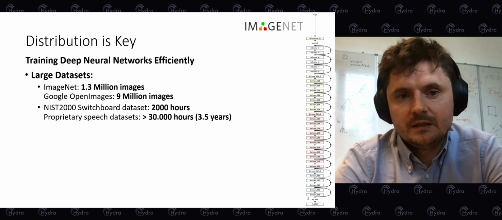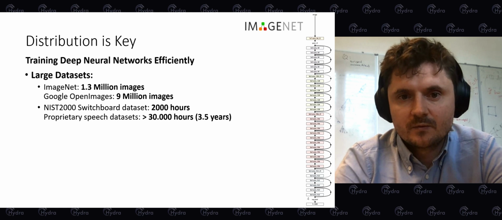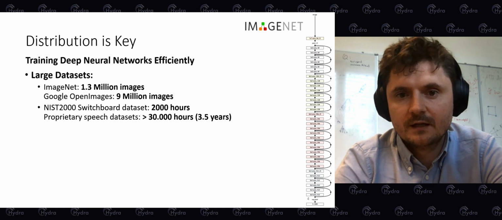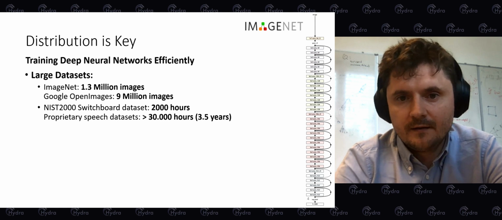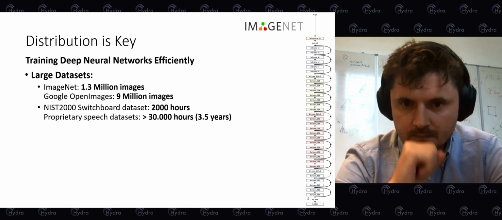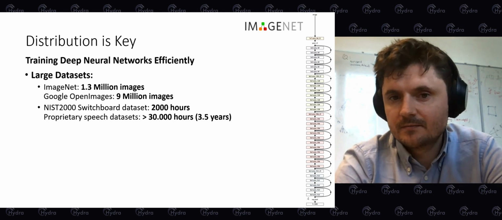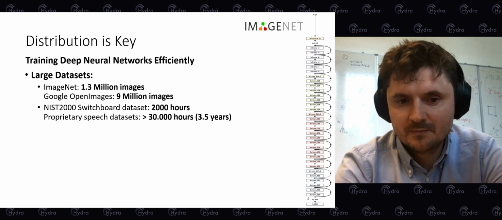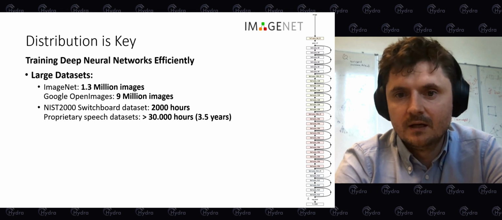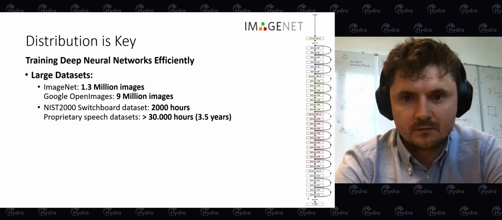The new generation of data sets, for instance Open Images from Google, is one order of magnitude over this size. And speech data sets are in the order of tens of thousands, if not hundreds of thousands, of recorded hours of speech. This already matches the amount of speech data that a human child would hear until the point where they start speaking. I'll give you an example of a proprietary speech data set that we work with from Microsoft towards the end of the talk.